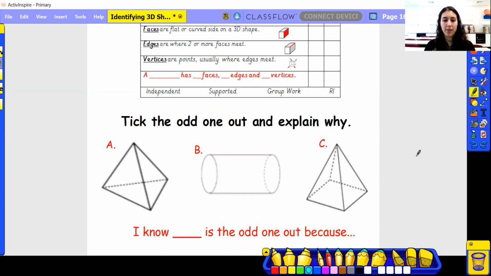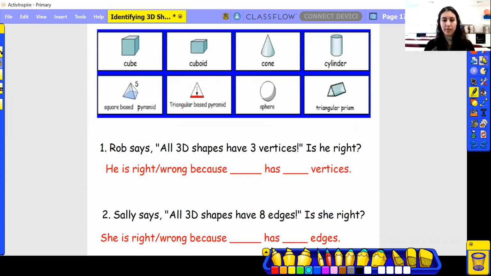Okay, well done if you've had a go at that. So I would say that the cylinder is the odd one out because it is the only one that does not have these triangular faces. Okay, so let's have a look at some reasoning then.